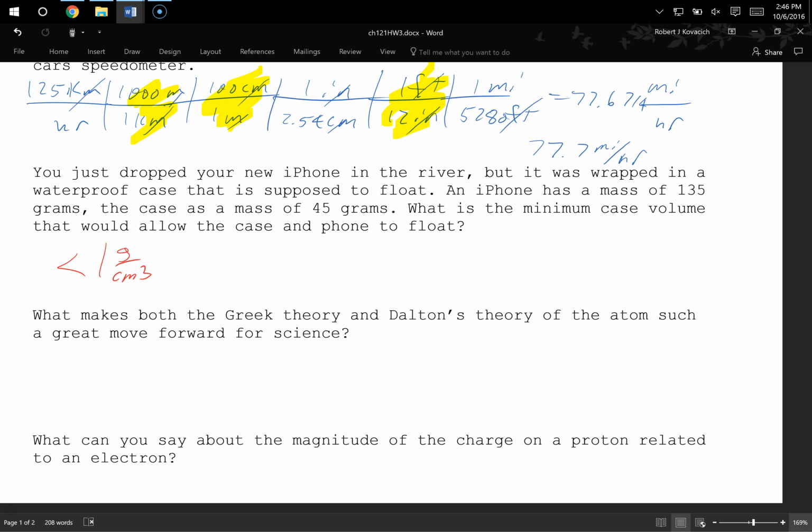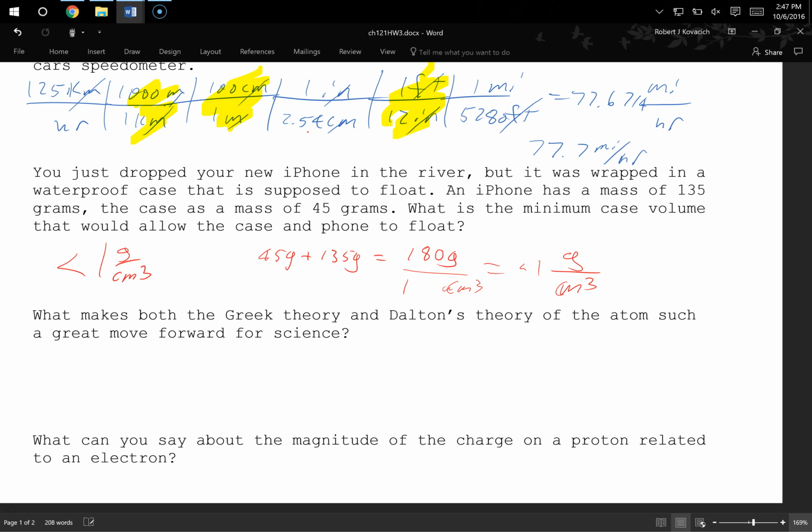Okay, so if I have a mass of 45 grams and a mass of 135 grams, that gives me a mass of 180 grams. Okay, so I need to have a unit that's grams divided by centimeters cubed, and this number needs to be less than 1. So tell me about the milliliter or the centimeter cubed unit right here. Tell me about the number. It's got to be greater than 180, right?